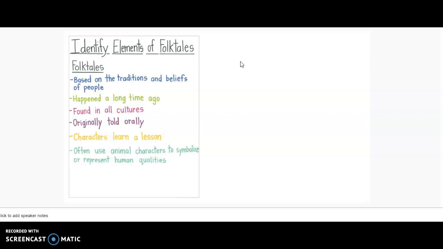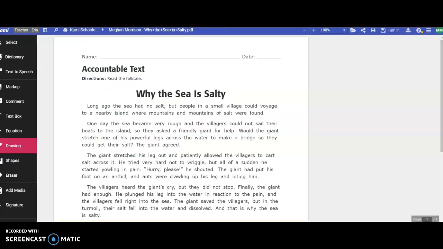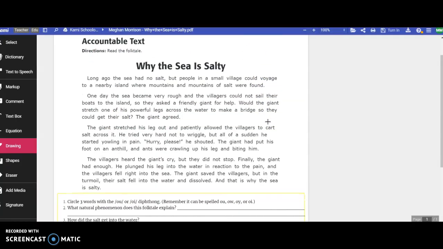For example, there's sort of a story that is similar to Cinderella, but it's slightly different in different cultures, like Chinese or Korean or French. So, all cultures have different folk tales. The characters learn a lesson, often use animal characters to symbolize or represent human qualities. Now, this story specifically is talking about why something happened.